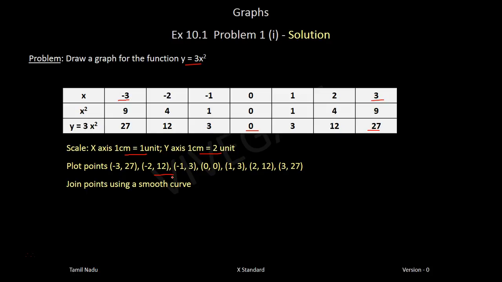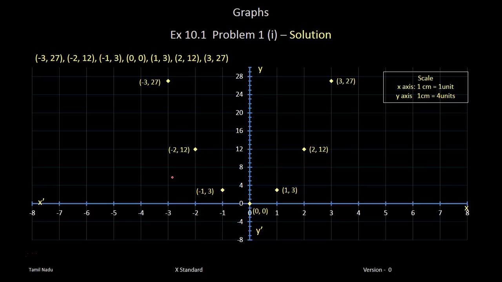Okay, right. So now let's go ahead with the graph sheet. First step will be, we'll have to draw the y-axis and the x-axis and mark the units. So what did we say? We said 1 centimeter equal to 1 unit in the case of x-axis, and for y-axis 1 centimeter equal to 2 units. Each grid is 1 centimeter here, right? Similarly, on the vertical side, this is 1 centimeter.